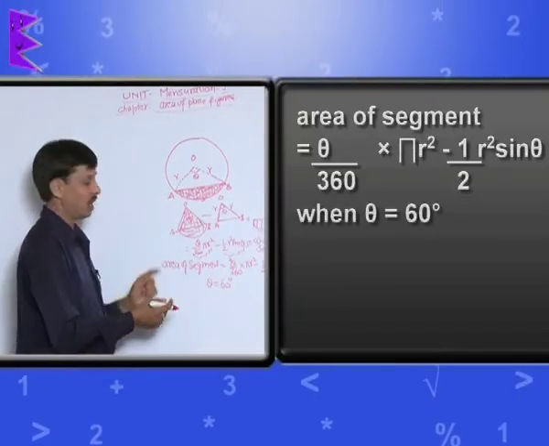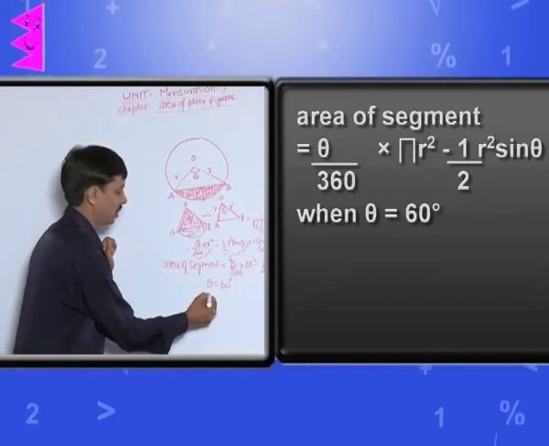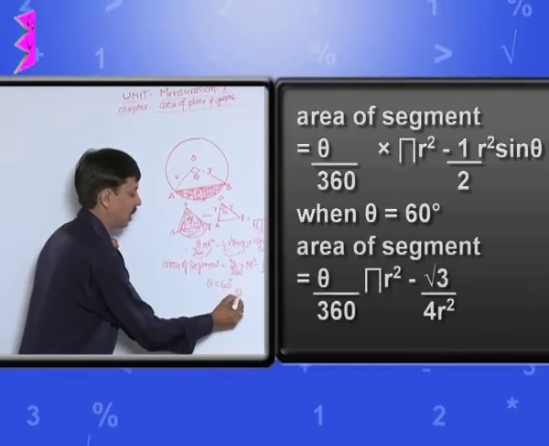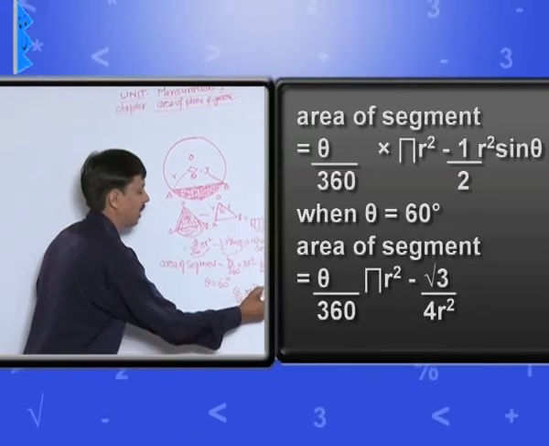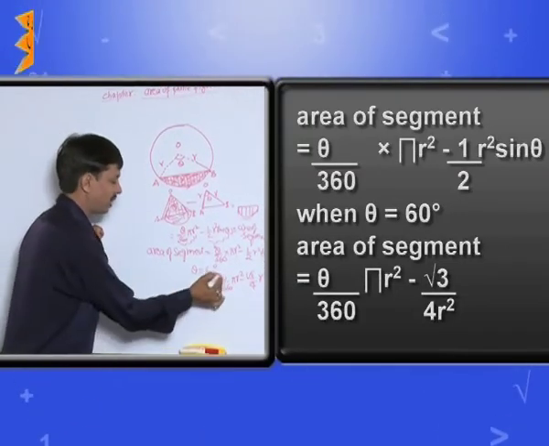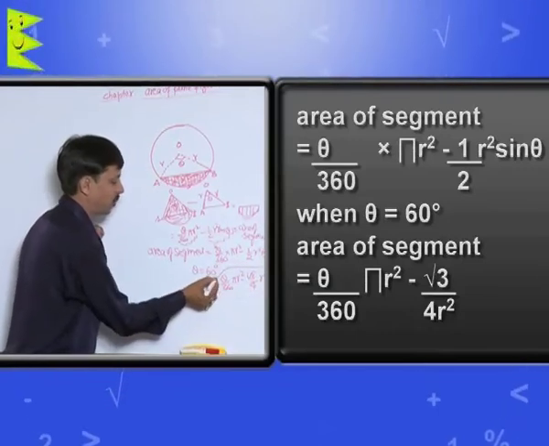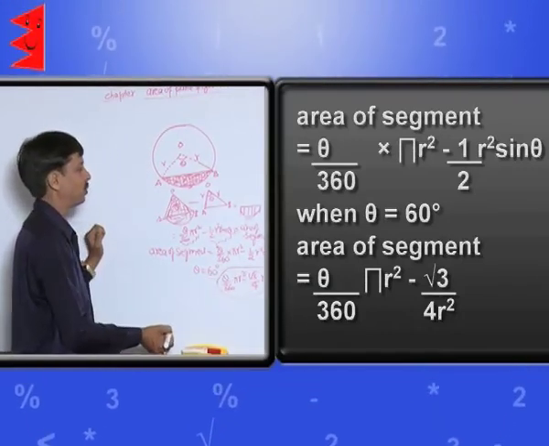But I am going to give you that if theta is 60 degrees, then you can apply the formula as theta upon 360 pi r square minus root 3 by 4 r square. What is the reason that this formula is converted to theta by 360 pi r square minus root 3 by 4 r square?